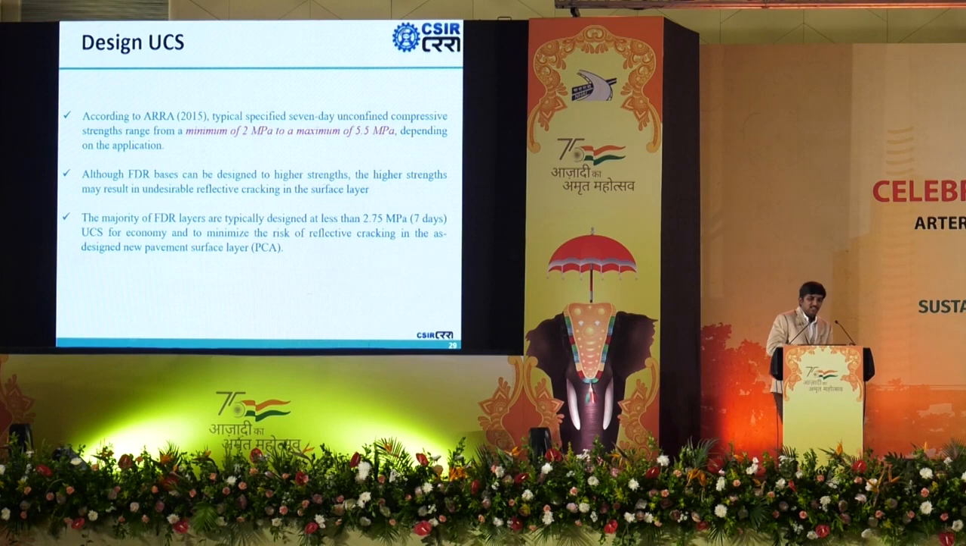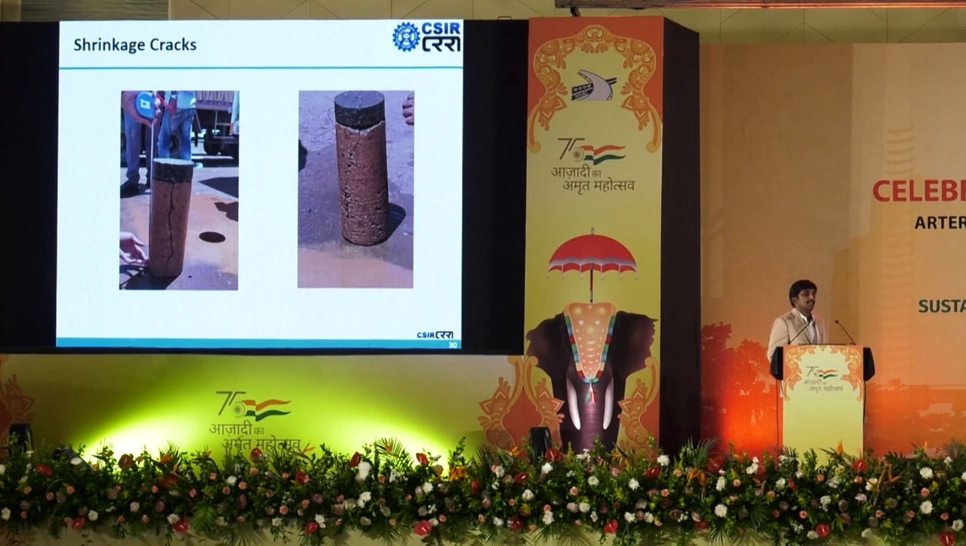So the main thing is the design UCS value. As per IRC SP 89, our target UCS is 4.5 MPa, 7 day UCS value. Different agencies have different opinions. According to ARRA, we should not cross more than 5.5 MPa, 7 day UCS strength. Many agencies, many Departments of Transportation, are targeting 7 day UCS less than 4.5. Why? Because this is an issue.